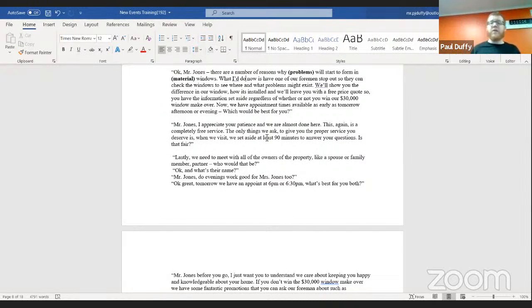And then the next strength of the close is that we're going to pivot directly into the hard close, going right for the appointment. Okay, Mr. Jones, there are a number of reasons why those drafts will start to form in your vinyl windows.